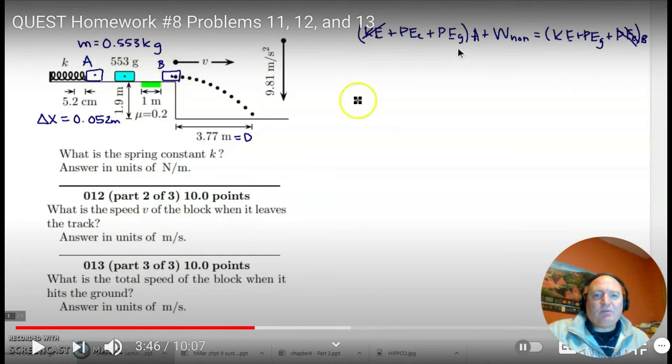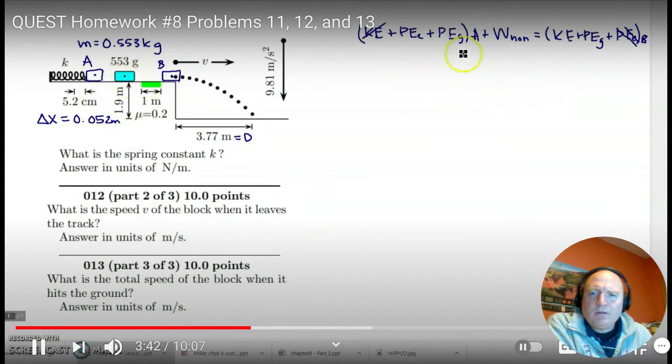I am curious to see where she defines the zero of gravitational potential energy. I feel like a lot of students always choose the lowest point. I feel like because most of this problem is up on the shelf, maybe we should define this to be the zero. But regardless, these two are going to cancel. They're equal to each other. So let's see where she sets the zero of gravitational.